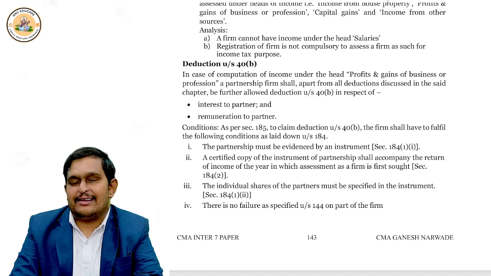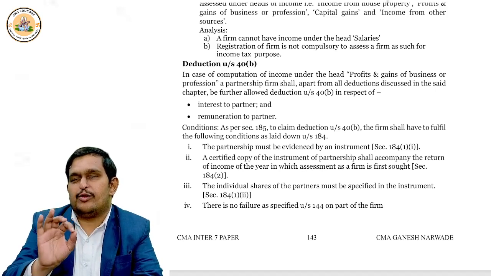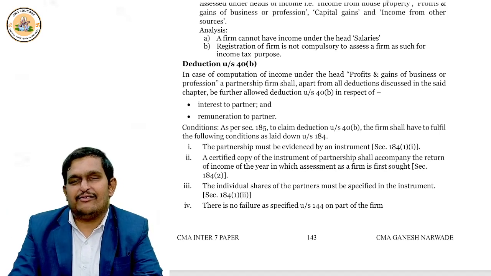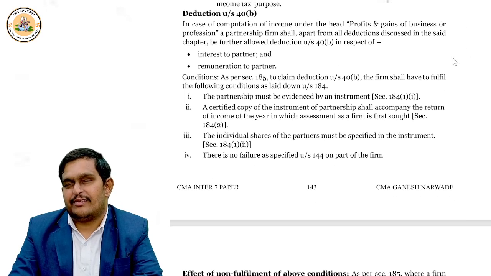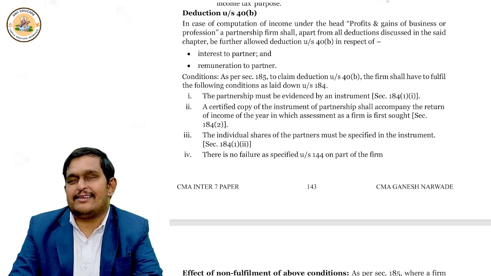And the third point is that the share of the partner should be specific. Like when you do partnership problems in your intermediate and degree, partner share is 3:2:1. Like that we study, or not? So the share should be specified. And the last thing, under section 144, best judgment assessment, you should not have done any default.